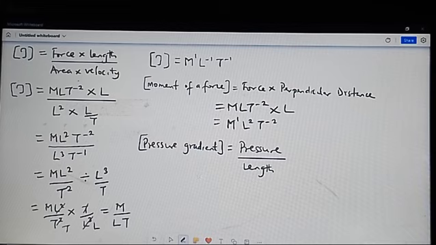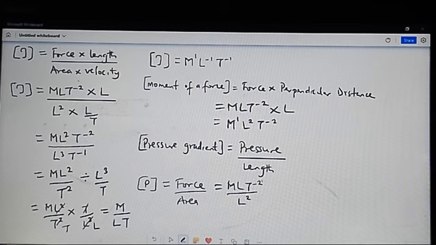Pressure is expressed as force over area. So force over area is equal to M L T to the power minus 2 all over L squared. This gives you M T to the power minus 2 over L. So the dimension for pressure is M L to the power minus 1 T to the power minus 2.